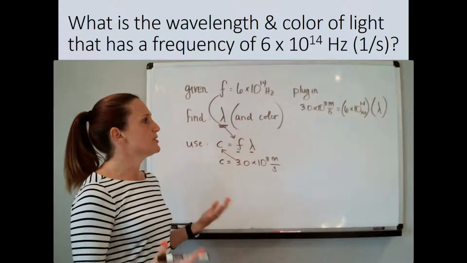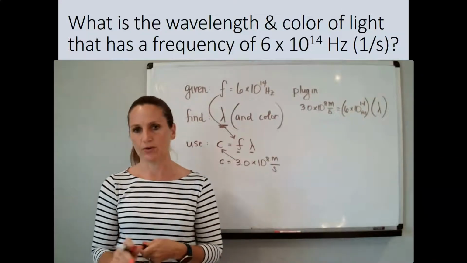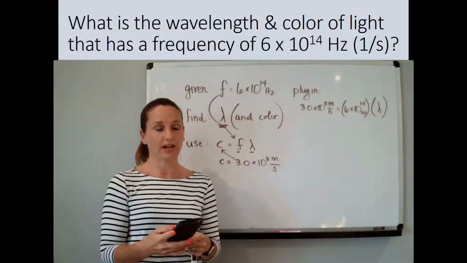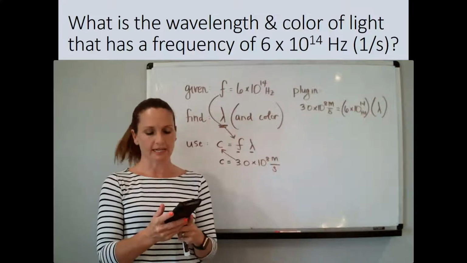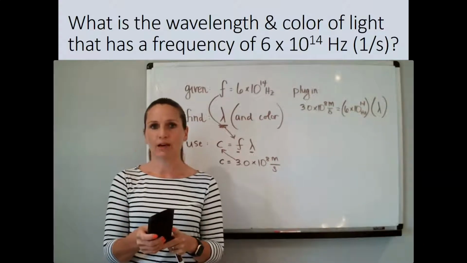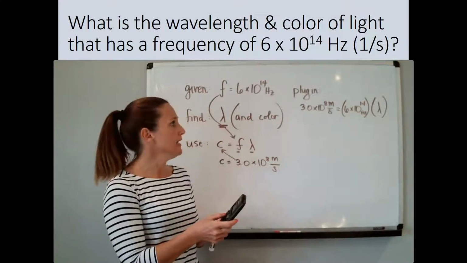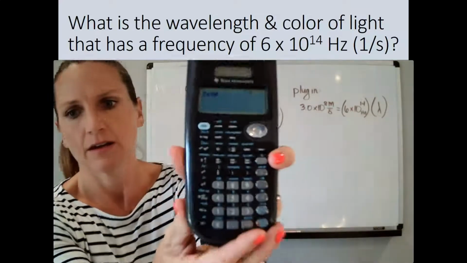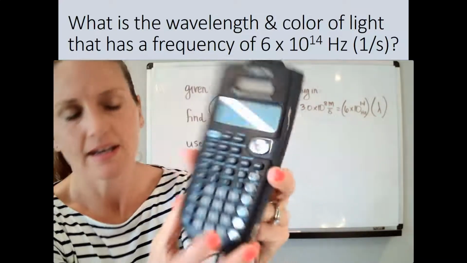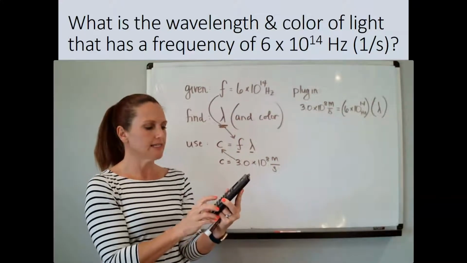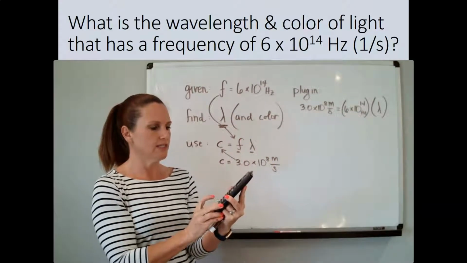So now it's time to plug this in to my calculator. This is one of those things where we need to make sure that we are properly using our calculators. So when we plug this in, we want to hit 3 and then that EE button that we talked about in class, 3 EE 8. Just like that. Enter. Divided by 6 EE 14.